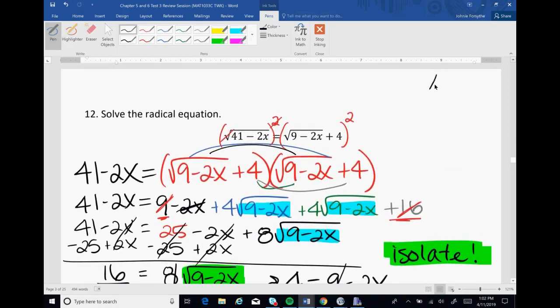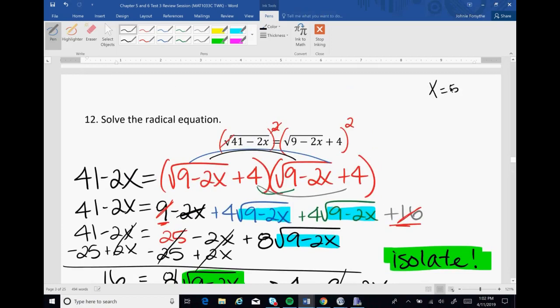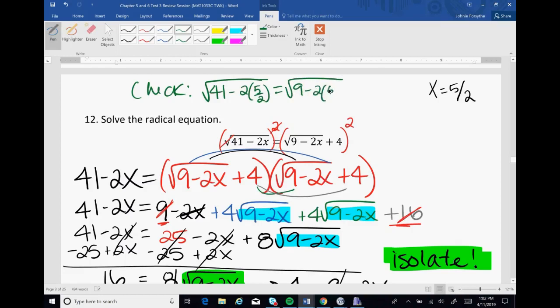We have that x equals 5 over 2. So let's check. On the right, I've got the square root of 41 minus 2 times 5 over 2 equals the square root of 9 minus 2 times 5 over 2 plus 4.